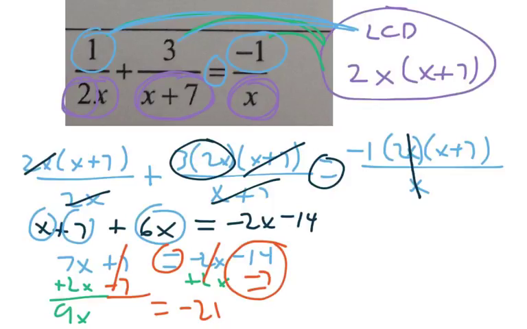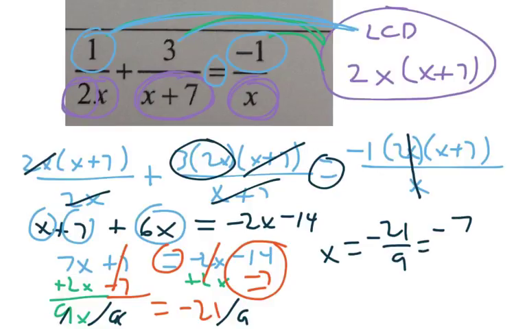The only thing left to do now is divide both sides by 9. And so I'm left with simply x equals negative 21 ninths. Dividing by 3 is negative 7 over 3. Okay, pause the video if you need to. So the answer again was negative 7 thirds. Sorry I got interrupted with the video. Pause the video if you need to.